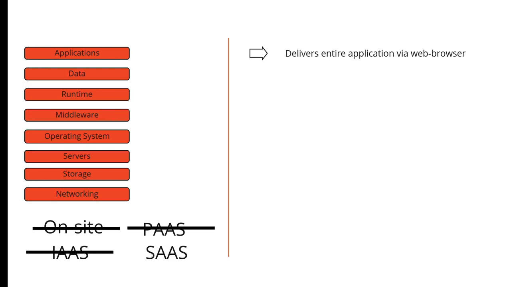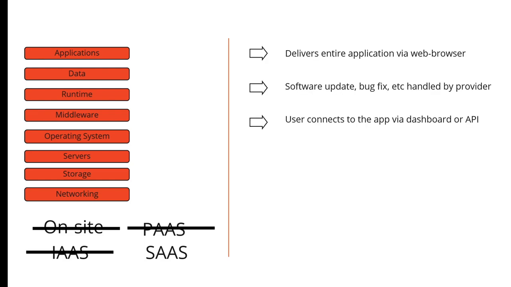So you don't have to worry about the software update, bug fixes, etc. And the user just connects to the app via dashboard or the API. So anyone who uses a smartphone has used some form of SaaS in day-to-day life. Like you have used your Gmail or Outlook, any social media, cloud file storage services like Dropbox as well.